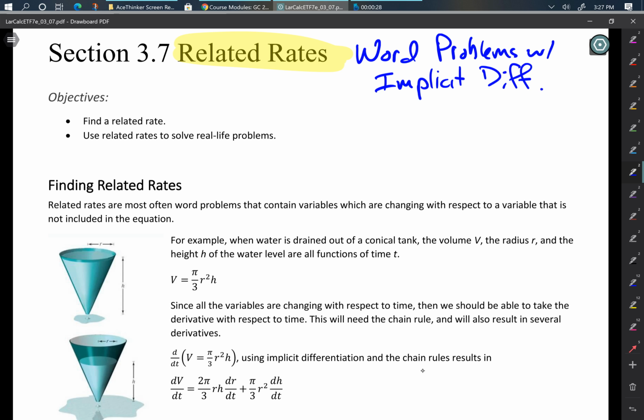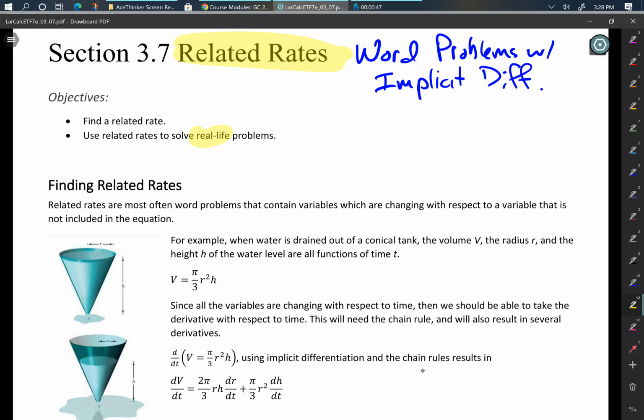use related rates to solve real life problems. Although, as we all know, that phrase right there, real life, there are extensions to these applications here that could be seen as real life problems, but these are going to be somewhat simplified. Okay. All right.